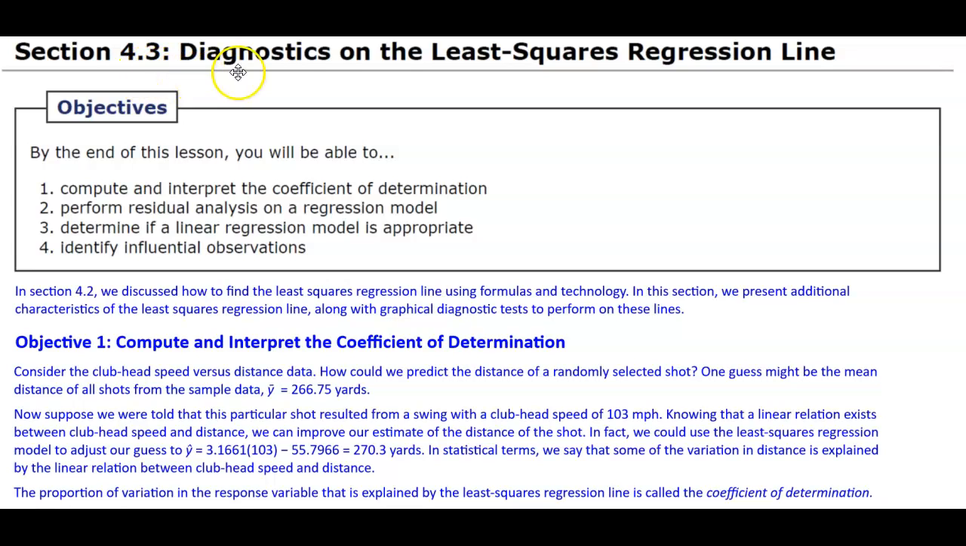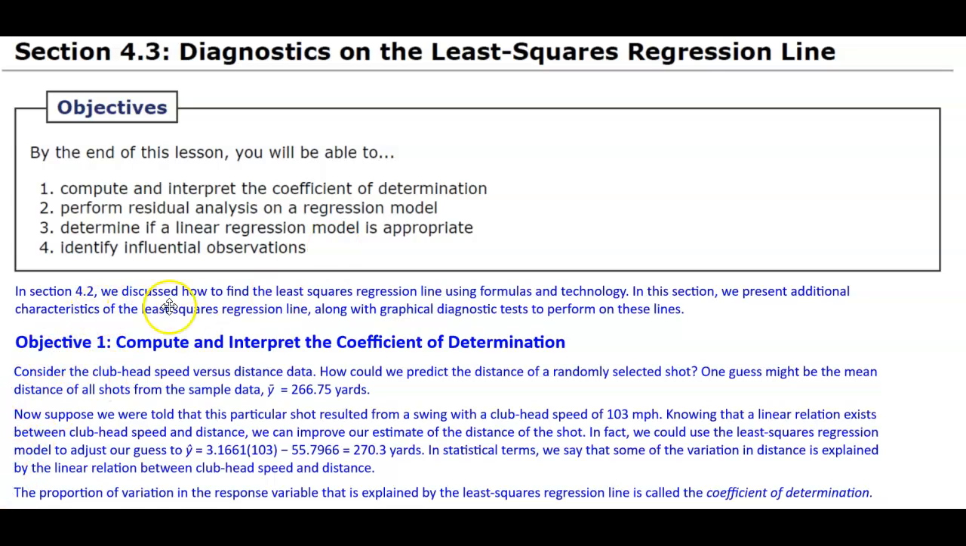Section 4.3, Diagnostics on the Least Squares Regression Line. In this lesson, we want to be able to compute and interpret the coefficient of determination, perform residual analysis on a regression model, determine if a linear regression model is appropriate, and identify influential observations.